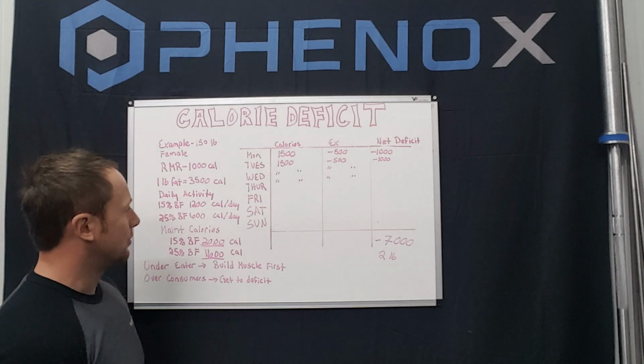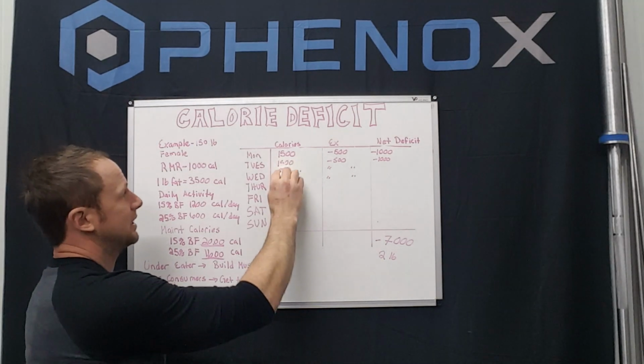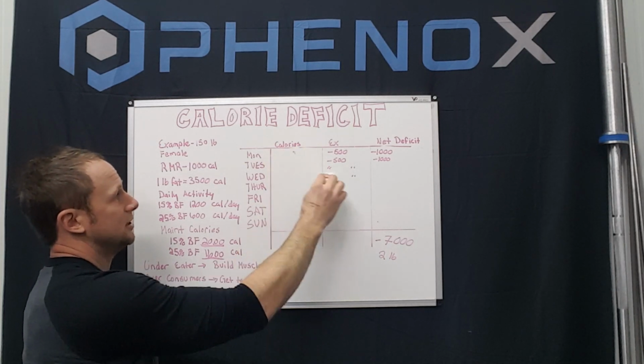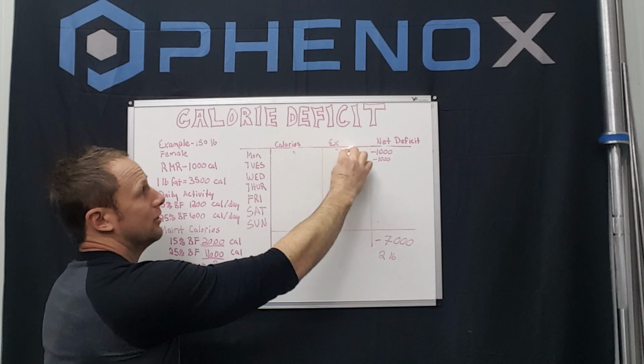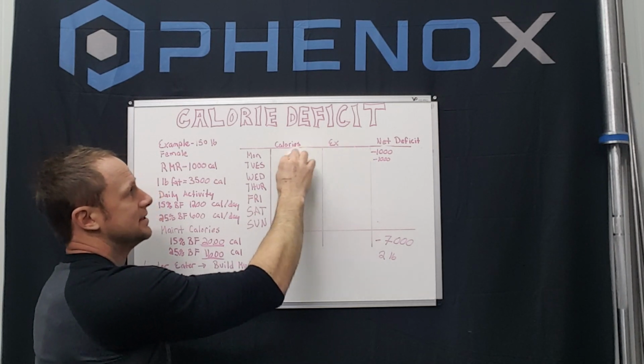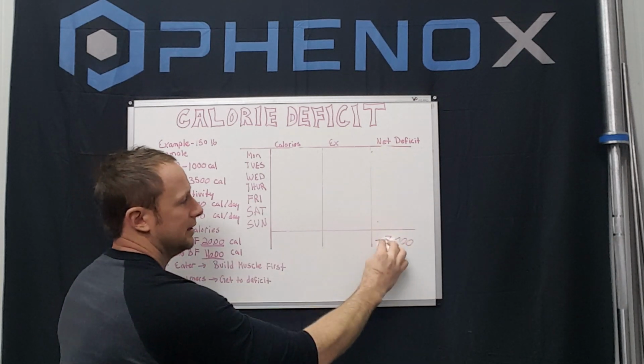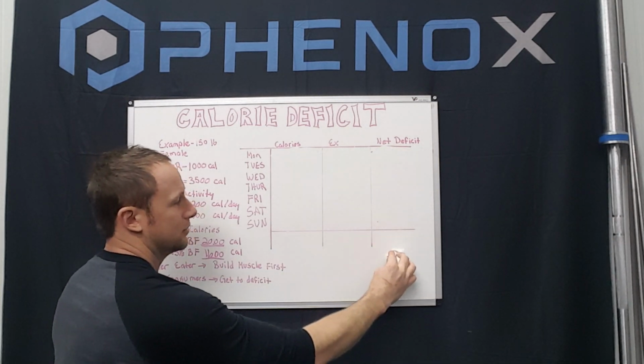So the next thing I would like to do is start to get you to understand how you may be sabotaging your diet and your weight loss and not even really realizing it. This is the part that should really open your eyes. This is pretty cool.